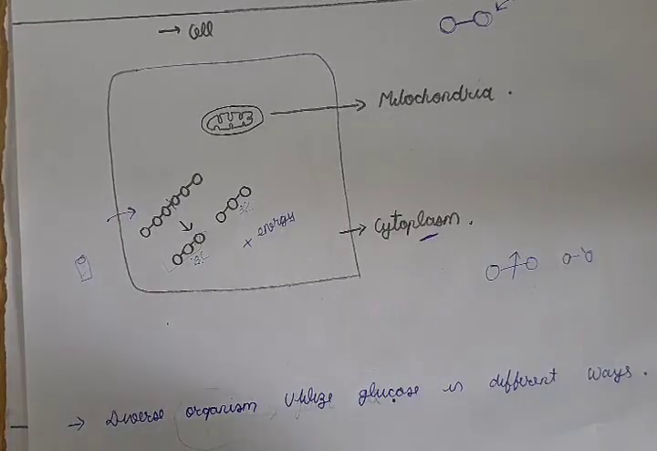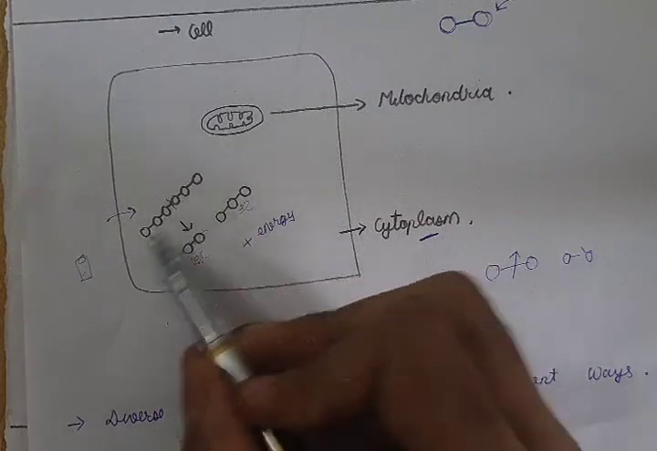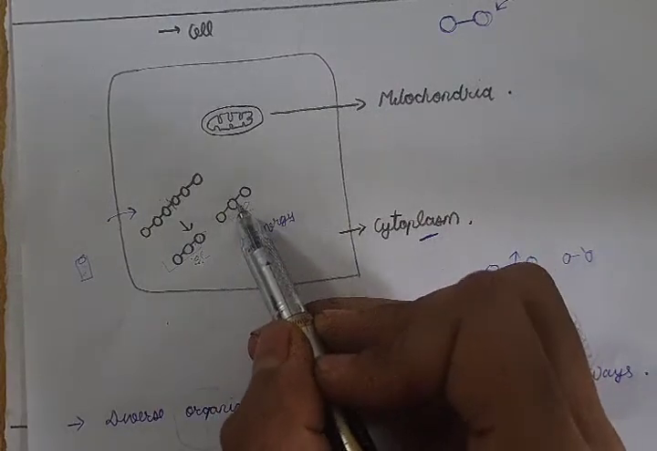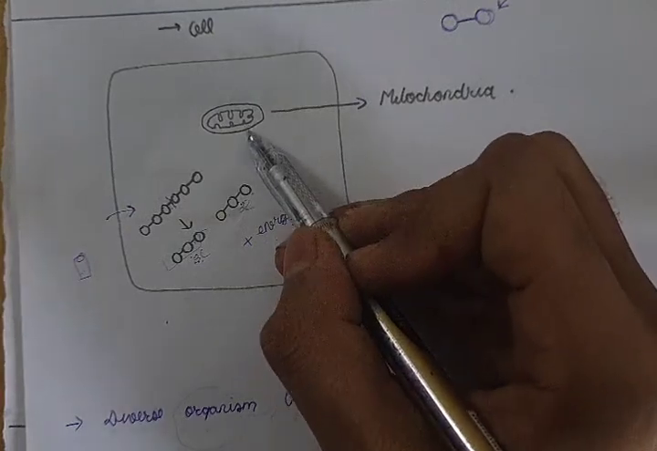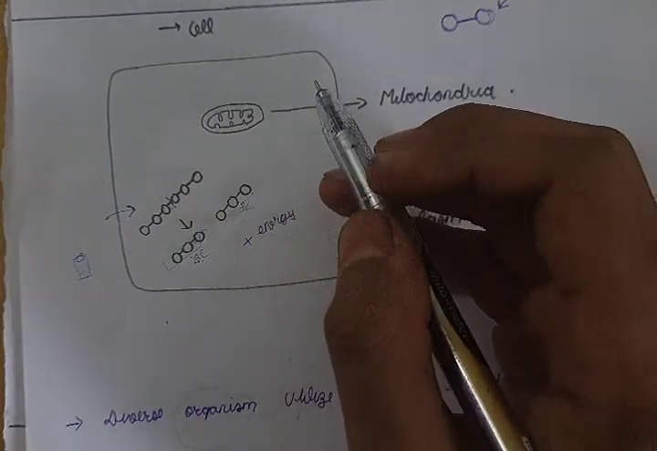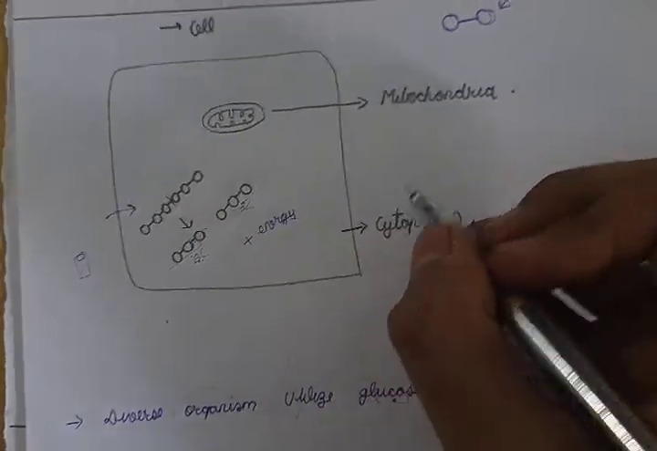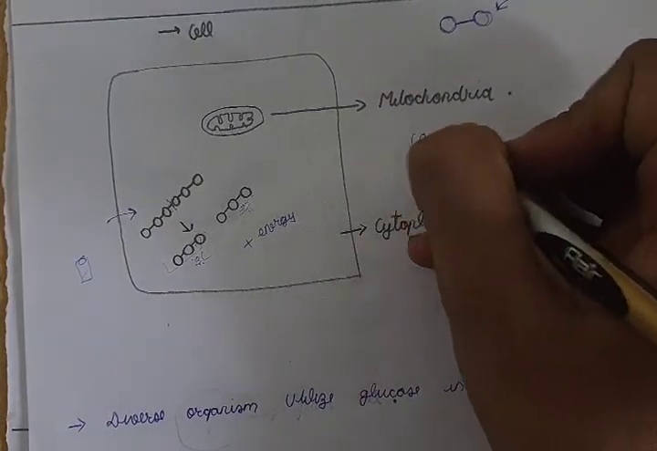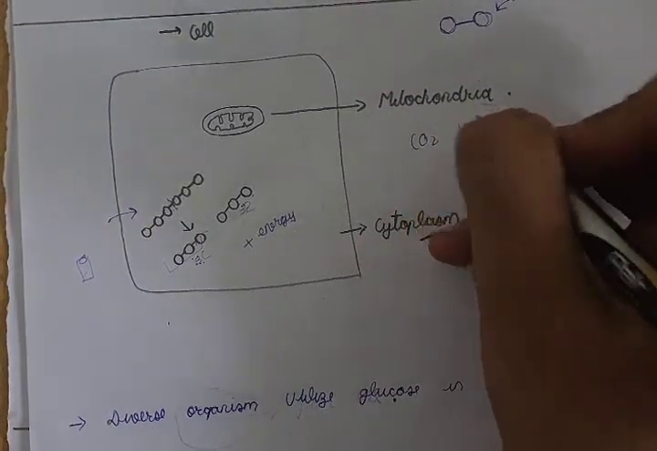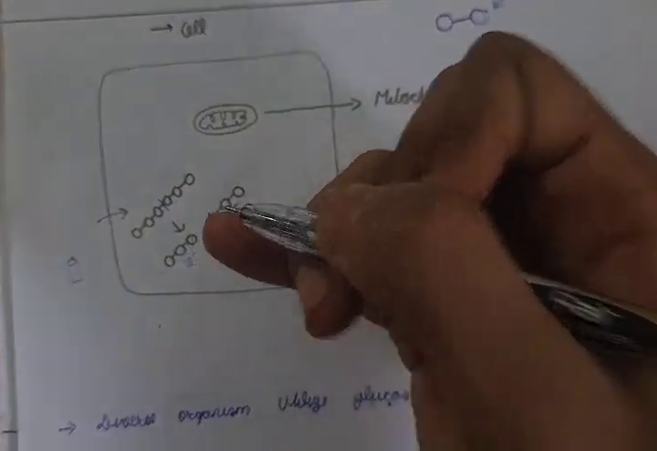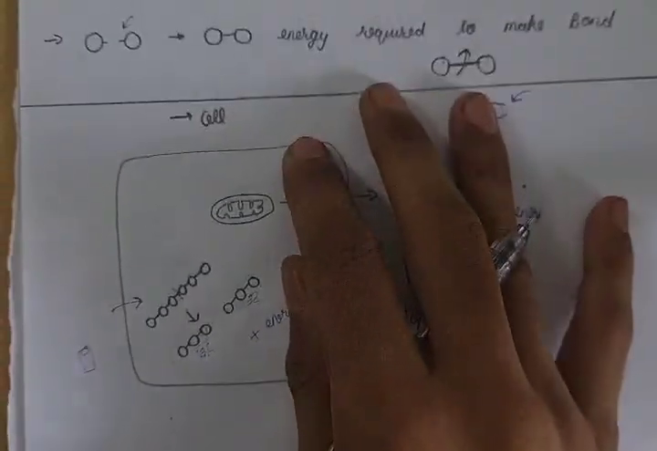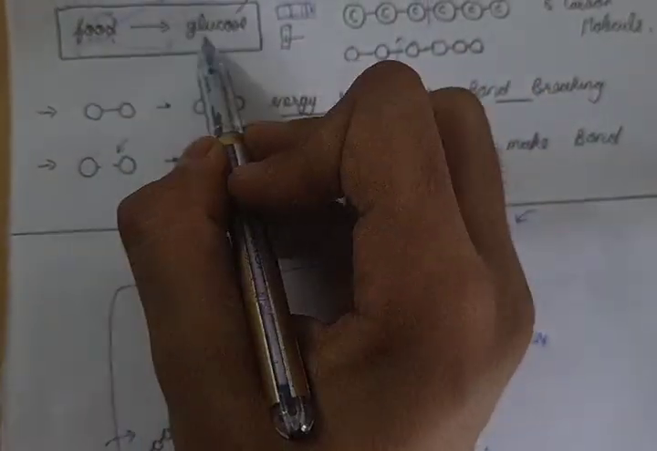So this is what you saw, that the glucose 6 carbon molecule is broken down into pyruvate. Now this pyruvate will go inside this mitochondria, and here in this mitochondria, with the help of oxygen, the pyruvate is broken down into carbon dioxide, water, and energy. Why energy? Because we are breaking this pyruvate in order to get energy. How? The food gives glucose, the glucose gives energy. So all this reaction we are doing to get energy only.